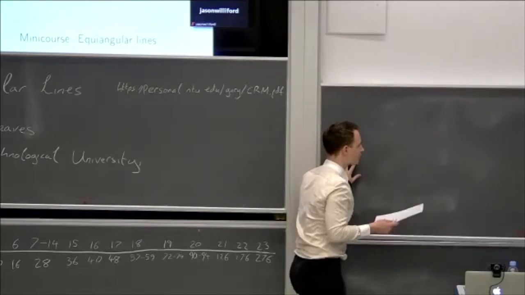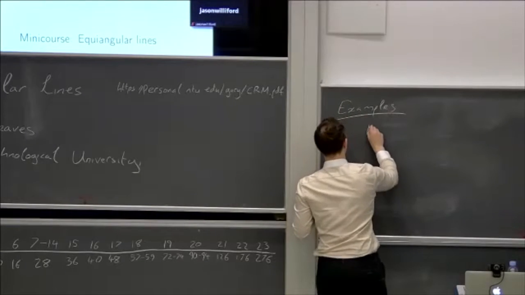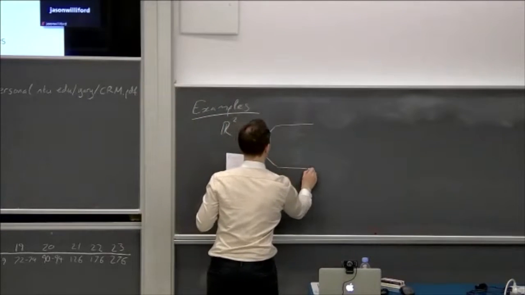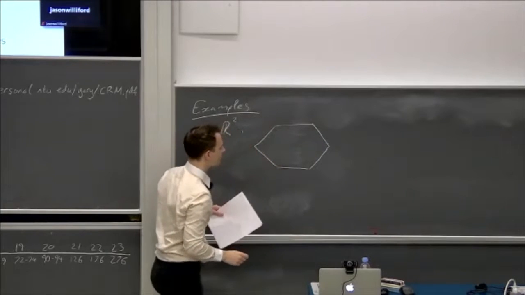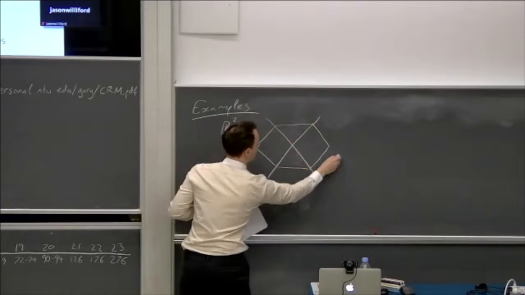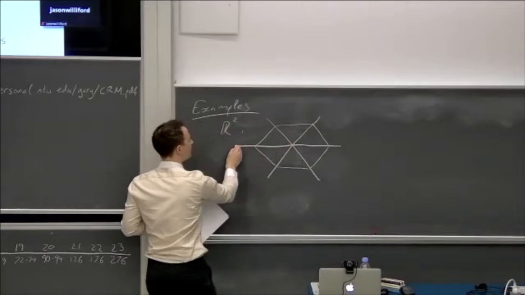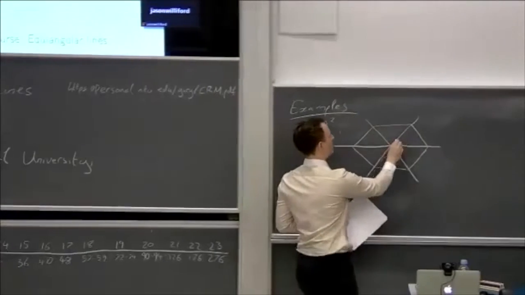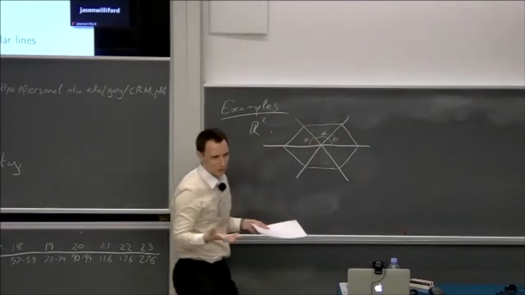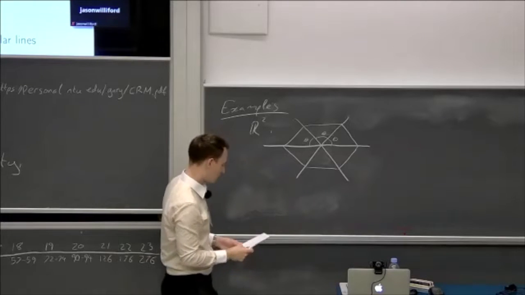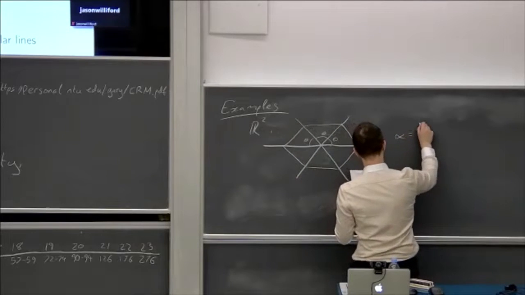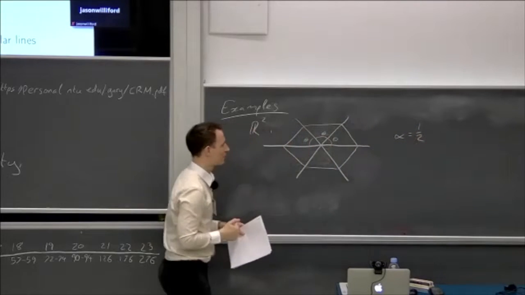Okay. So examples, if we go in 2 dimensions, then what you can do is carefully draw a regular hexagon around the origin, and then you join each vertex to its corresponding antipode. And there you have 3 lines, and you can check the angle between any pair of these lines, and you'll see that it's always the same. Okay, so we have one example in 2 dimensions, and here, if you work it out, you'll find that the common angle alpha is 1/2.